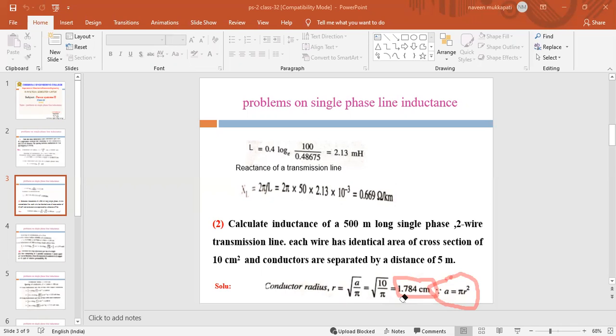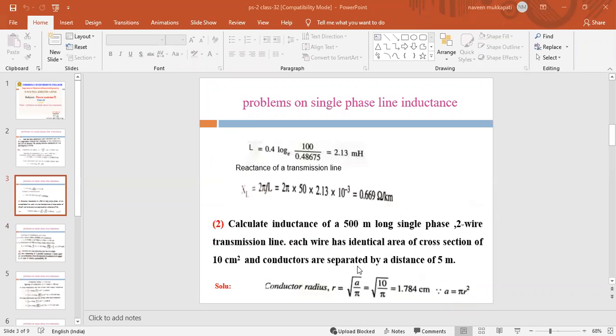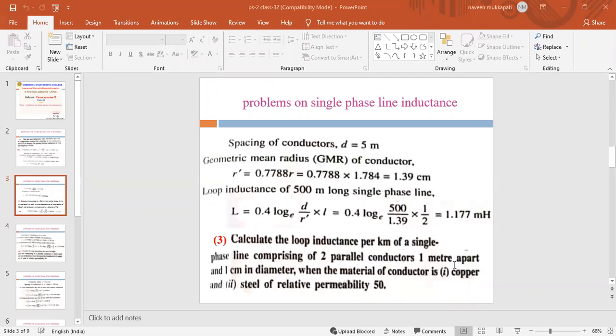After that we calculate the GMR value. The spacing between the conductors is 5, and the conductors are separated by a distance of 5 meters. That means the spacing between the conductors, that is D, is equal to 5 meters.